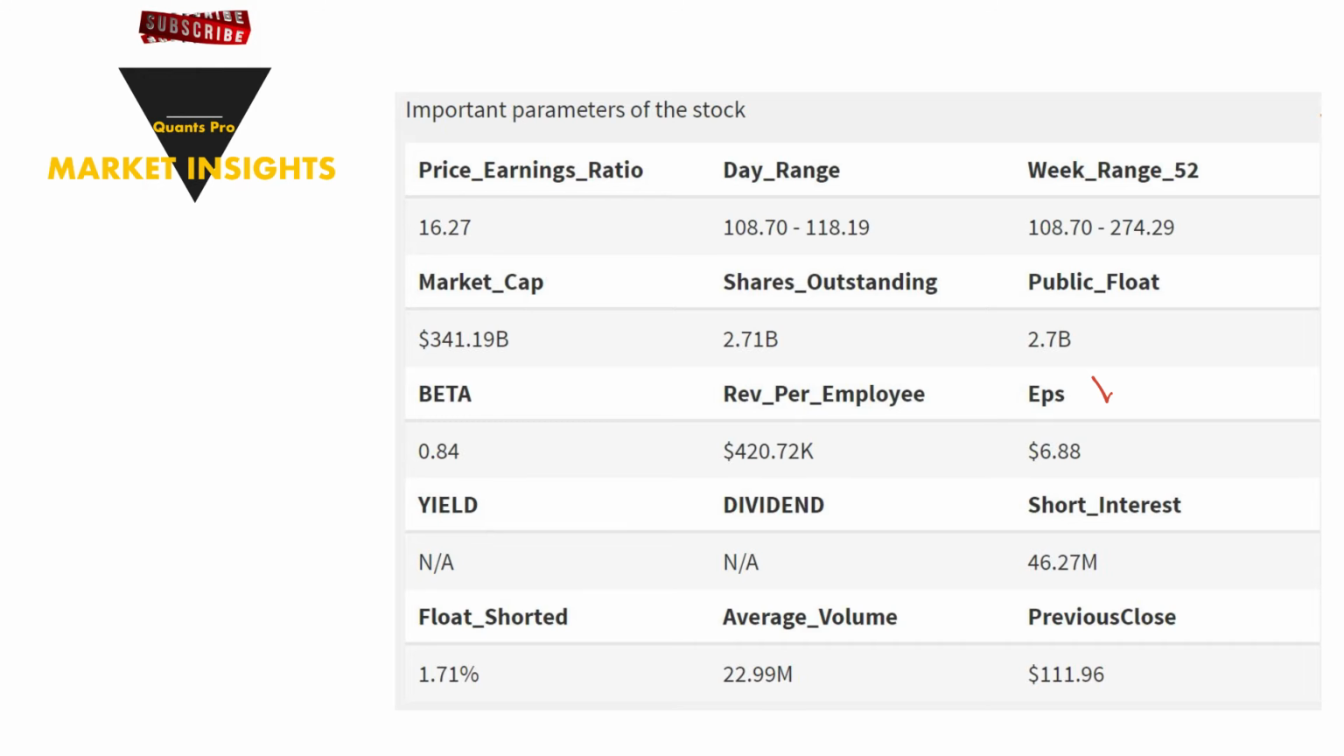The market capitalization value, which expresses the weight of the company's performance in the market, is $341.19 billion. Public float value is also approximately 2.7 B. The stock of the company closed at 111.6 with an average volume of 22.99 M. While the stock oscillated in the range of 108.70 to 118.19 during the day, the 52-week movement range was 108.70 to 274.29. After talking about some descriptors for you, let's look at the return performance of the company.